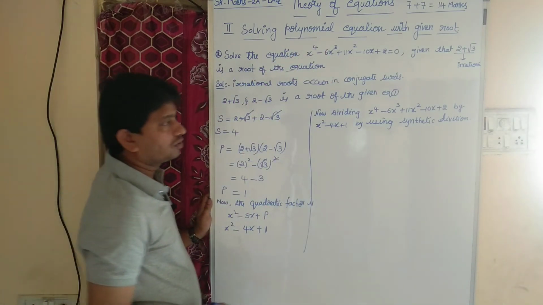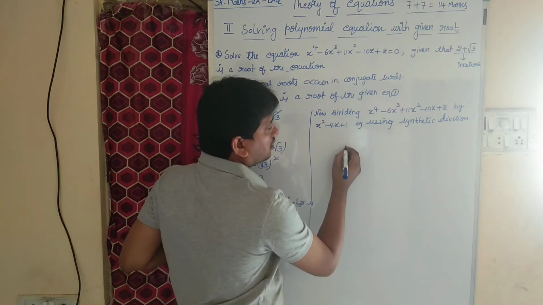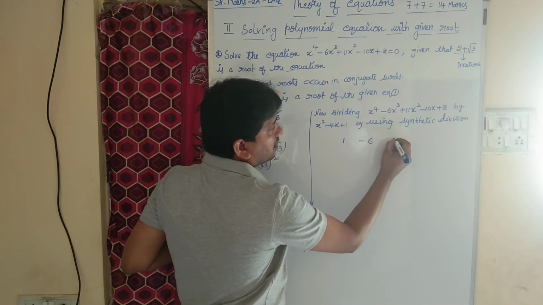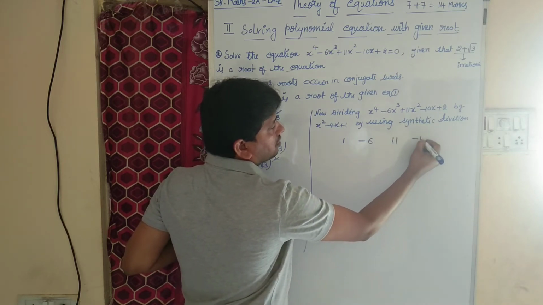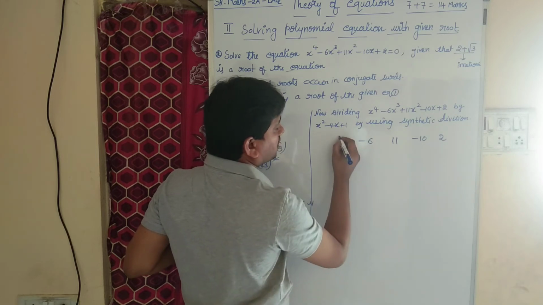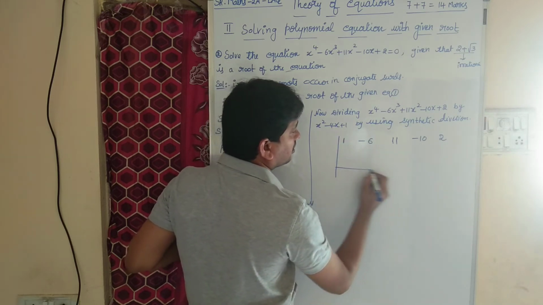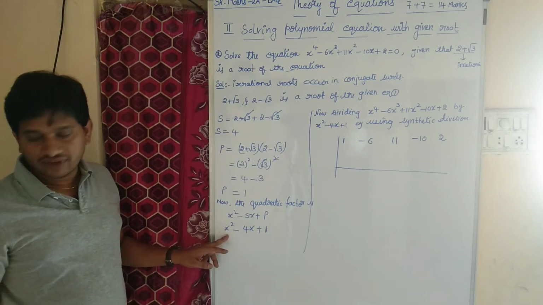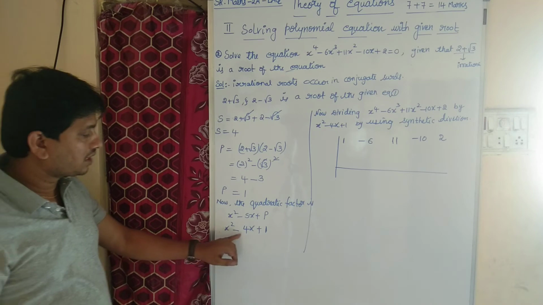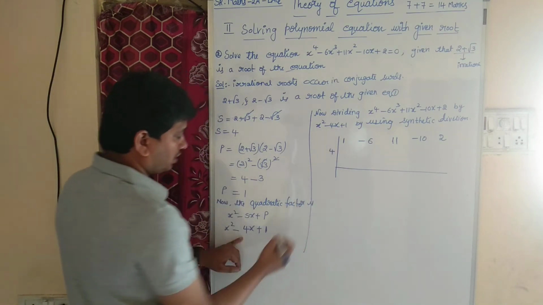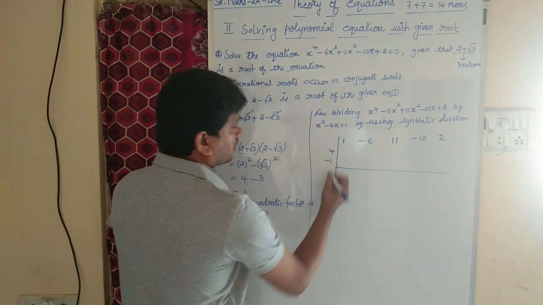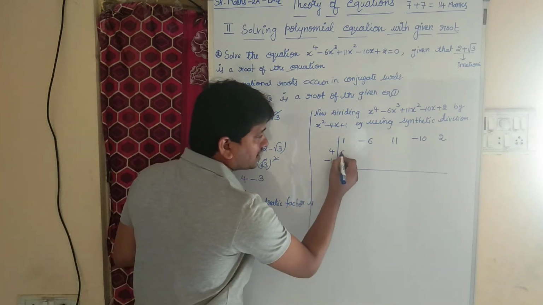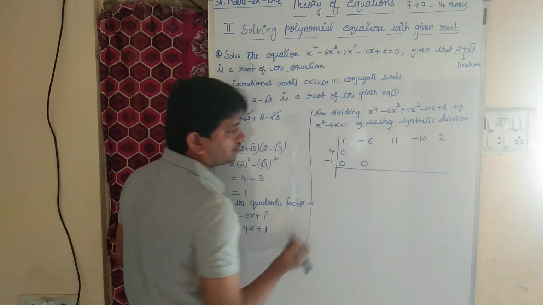Yes. Now, if you observe the given equation, the coefficient of x power 4 is 1, x cube is minus 6, x square is 11, x coefficient is minus 10 and the constant is 2. Right? Now, what are the two roots, children? We got x square minus 4x plus 1. If it is minus 4, we have to write plus 4. If it is plus 1, we have to write minus 1. Okay, children? Now, we know that we have to place here 0, 0, 0.